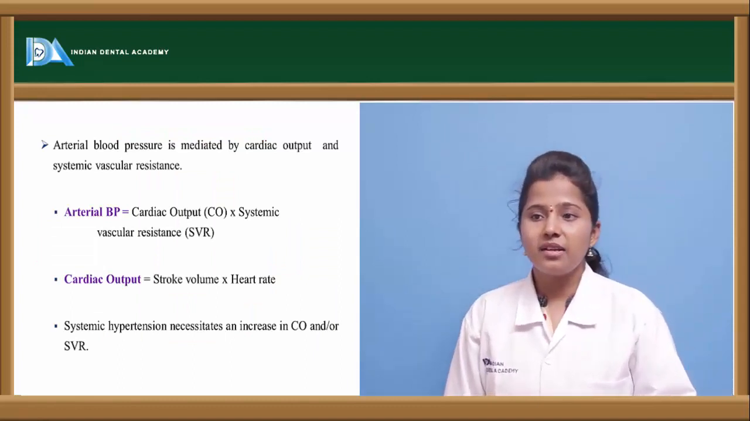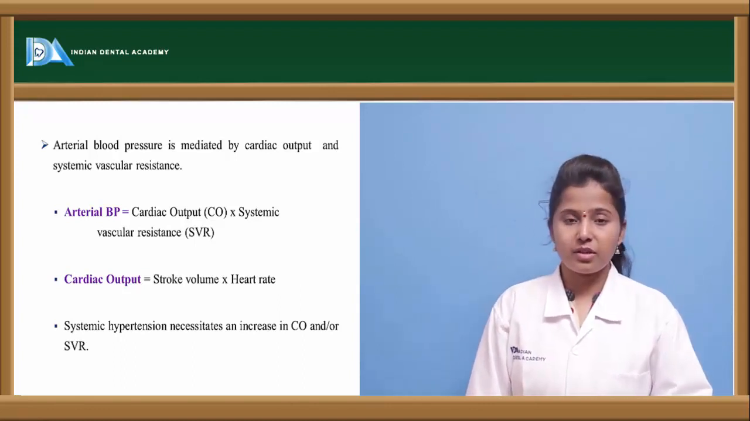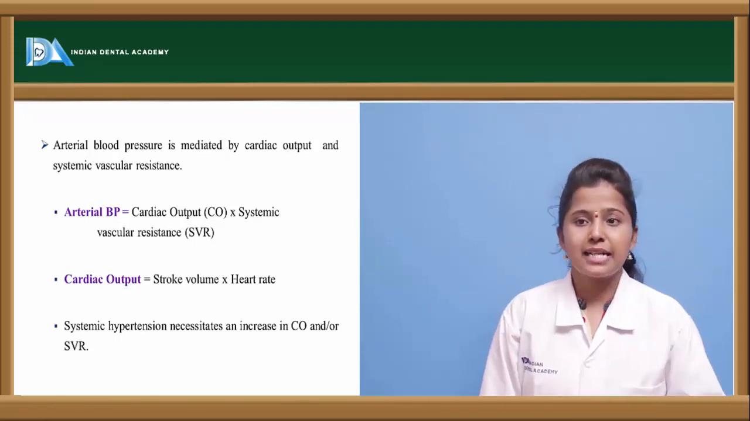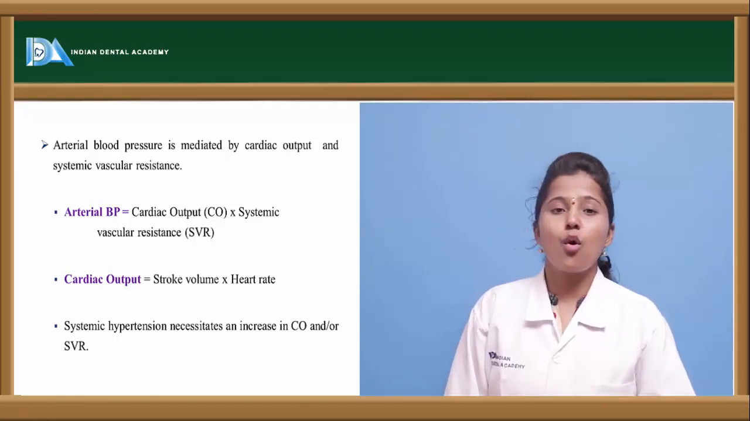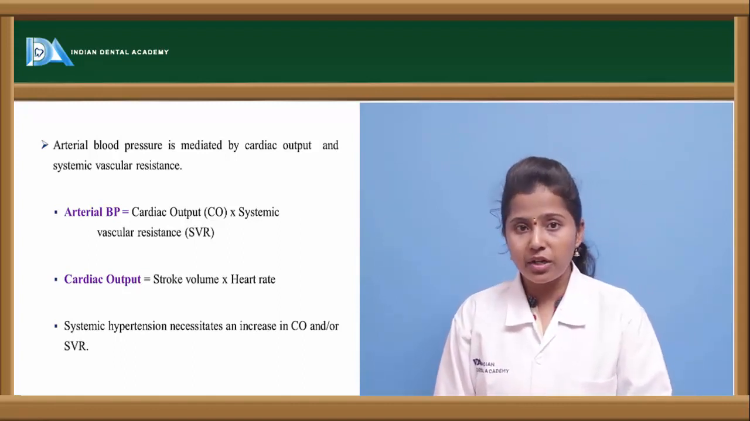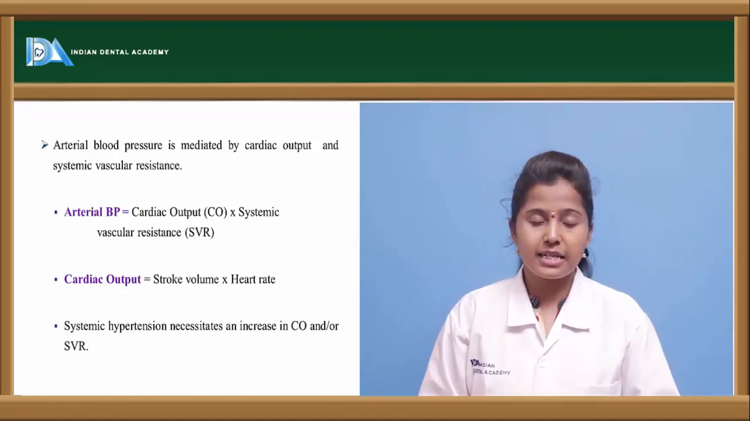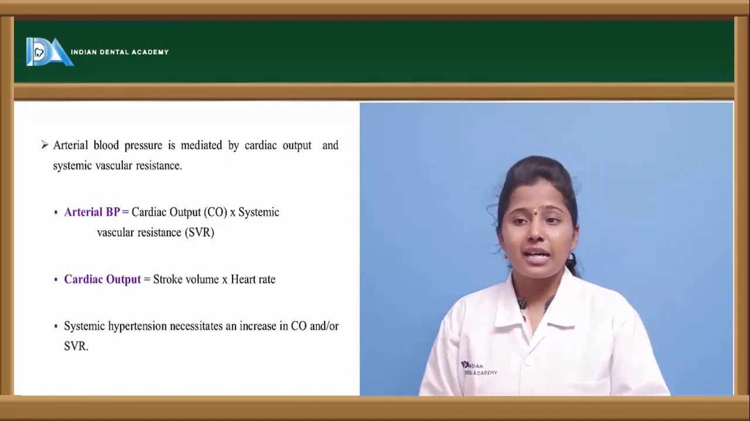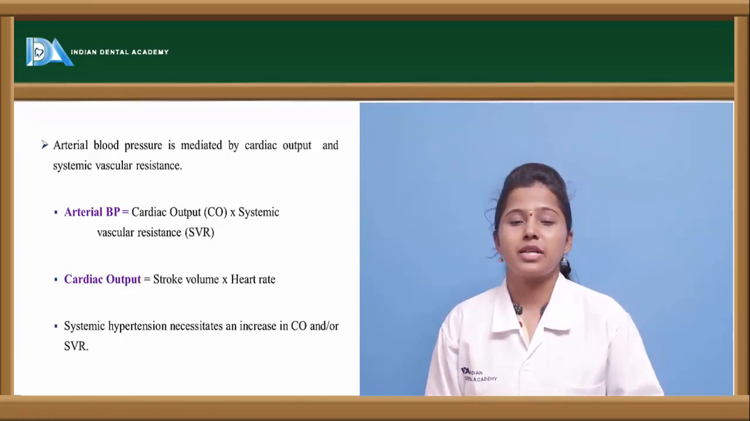Arterial blood pressure is mediated by cardiac output and systemic vascular resistance. What do you mean by this? Arterial blood pressure, the pressure exerted by the arteries, is mediated by cardiac output as well as systemic vascular resistance. Systemic vascular resistance is the resistance to the flow of blood in the systemic circulation, except pulmonary circulation. Apart from pulmonary circulation, if there is any resistance to the flow of blood in the systemic circulation, that is called systemic vascular resistance. And arterial blood pressure is calculated by multiplying cardiac output and systemic vascular resistance.